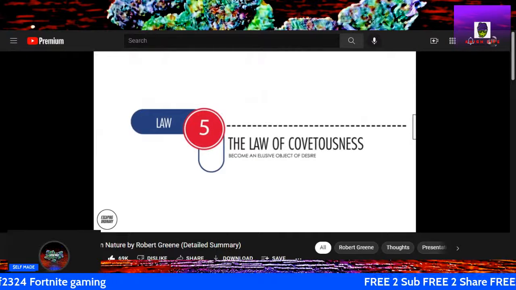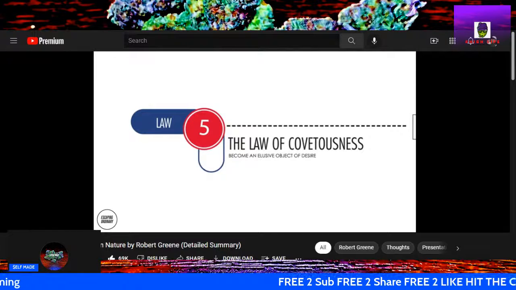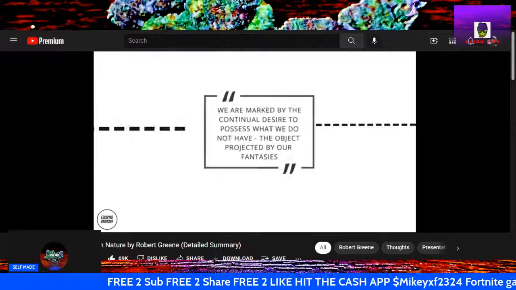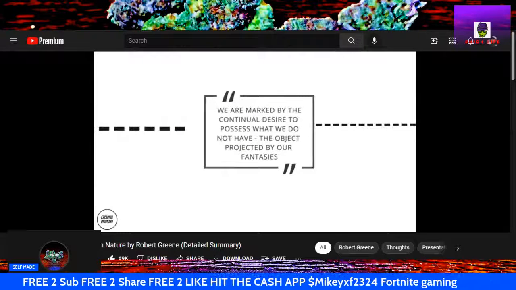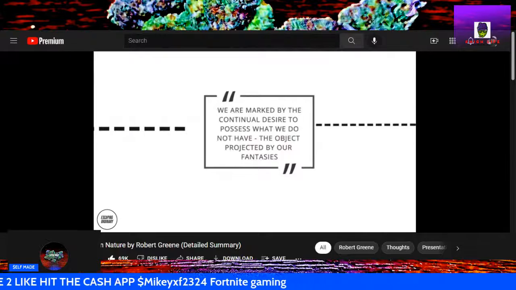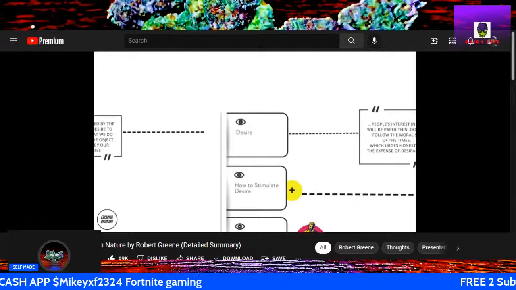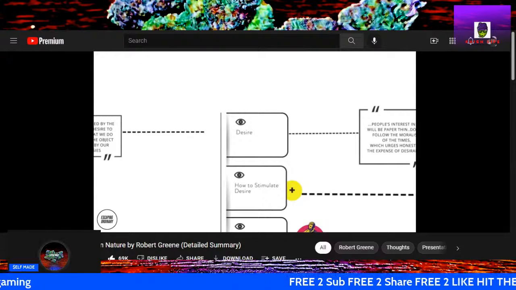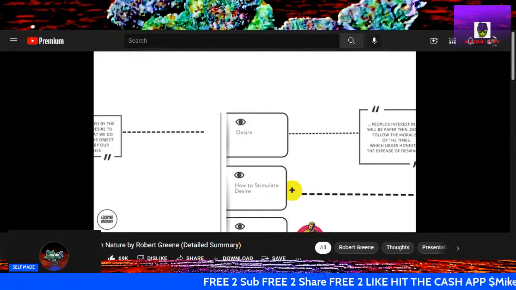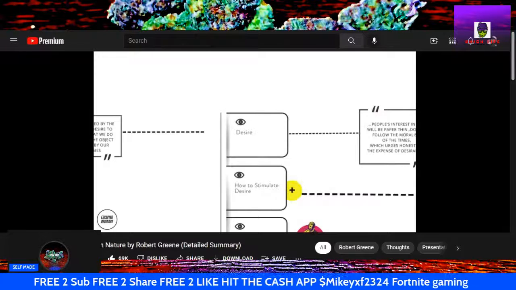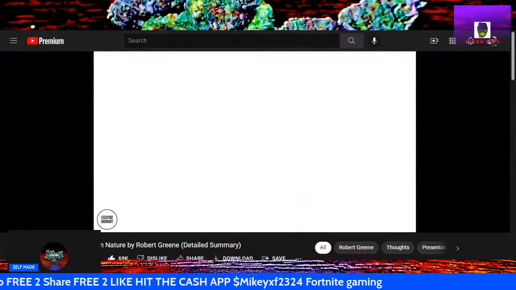Law 5. The law of covetousness. Become an elusive object of desire. We are marked by the continual desire to possess what we do not have, the object projected by our fantasies. It is human nature to desire things we don't have. And once we have finally obtained that desire, we are already distracted and looking for something better. Most often, this is referred to as the grass is always greener syndrome.